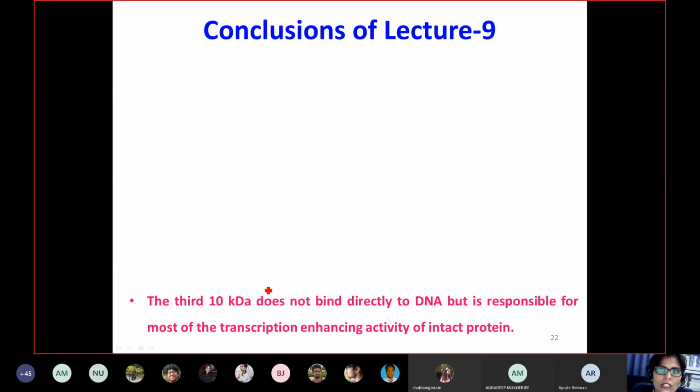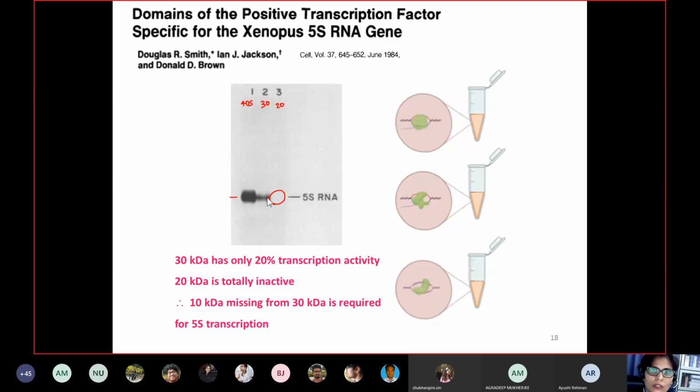Now the third 10 kilodalton does not bind directly to the DNA, but it is responsible for most of the transcription enhancing activity. This is what we have seen with the 30 kilodalton in this kind of assay, where the part missing from the 30 kilodalton is required for the initiation activity, because here you see a very small amount of transcription going on. So this is the outcome about the transcription factor.